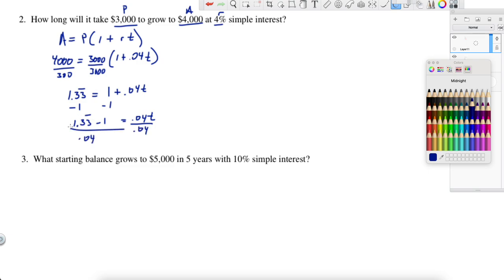So I still have my 1.3 repeating number in my calculator, and I'm just going to subtract 1 from that, and it's going to be 0.3 repeating, right? And then I'm going to divide that by 0.04. And it's going to give me 8.3 repeating. So t is 8.33 repeating. Another way we can say that is 8 2/3 years. Right? So 8 years and 8 months, right? 8 months is 2/3 of a year if we wanted.